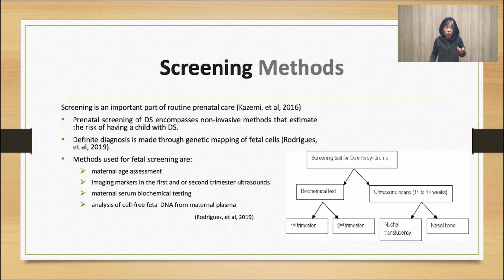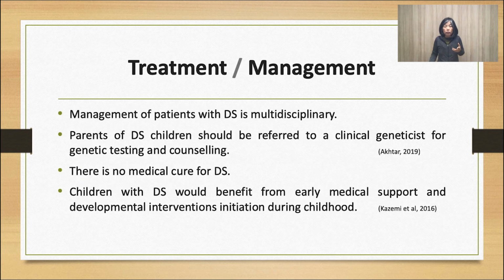There are several screening methods that mothers can receive from hospitals. These include maternal age assessment, imaging markers in the first and second trimester or ultrasounds, maternal serum biochemical testing, and analysis of cell-free DNA. Then we move on to the treatment and management.